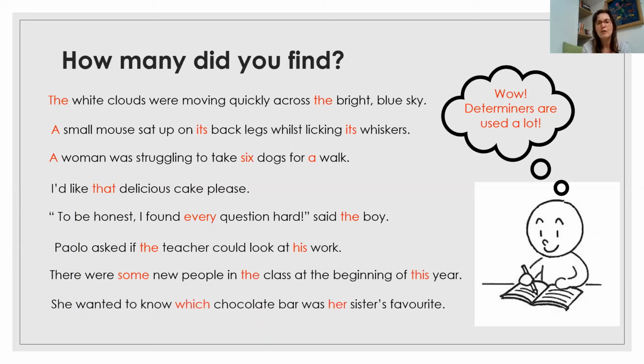She wanted to know which chocolate bar was her sister's favourite. Let's look for the nouns. Chocolate bar, that's a noun, and sister, that's a noun. Let's look at the determiners. What comes before chocolate bar? Which? Did you spot it? It's a question determiner. And sister, her, that's the determiner. And it's a possessive pronoun determiner. Did you spot it?